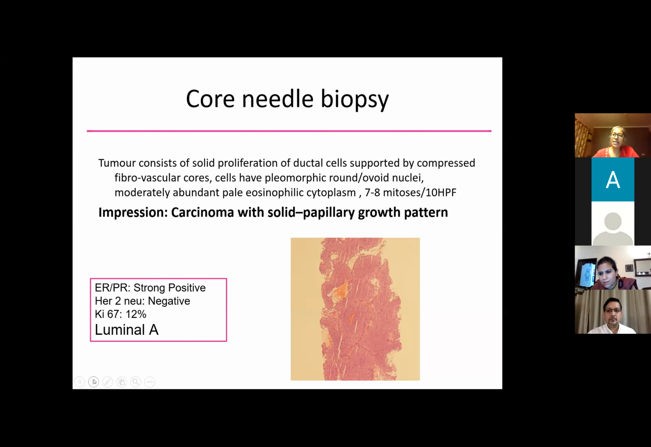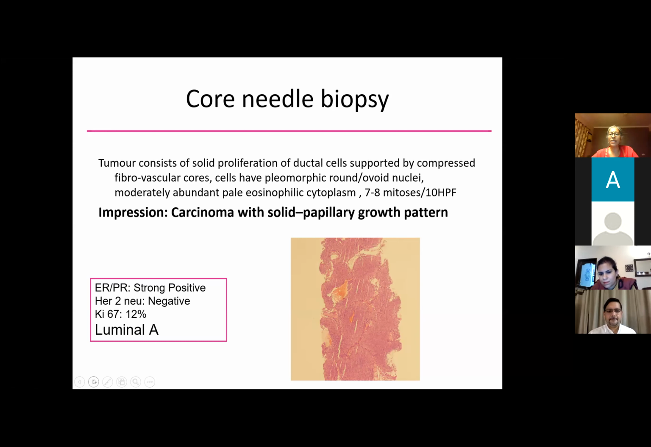And is it possible to give a grade to this? Correct. So nuclear grade is very important. If the nuclear grade is high, then the chance of expecting an invasive or an ominous feature is higher. Right, because that is what actually helps us decide about the treatment plan, the surgical plan.